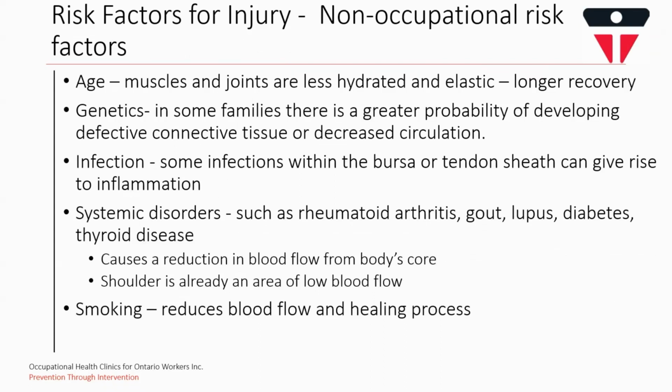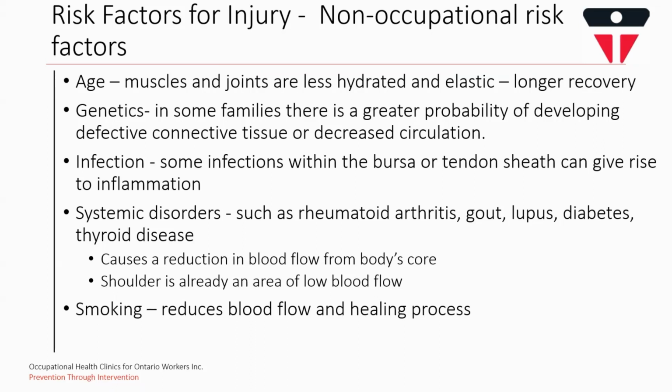Non-occupational risk factors include age. Our muscles and joints are less hydrated and elastic, resulting in a longer recovery period to heal back from any type of injury. Genetics: in some families, there's a greater probability of developing a defective connective tissue disorder or an impairment of circulation, such as Raynaud's. Some infections within the bursa or tendon sheath can also give rise to inflammation or swelling.